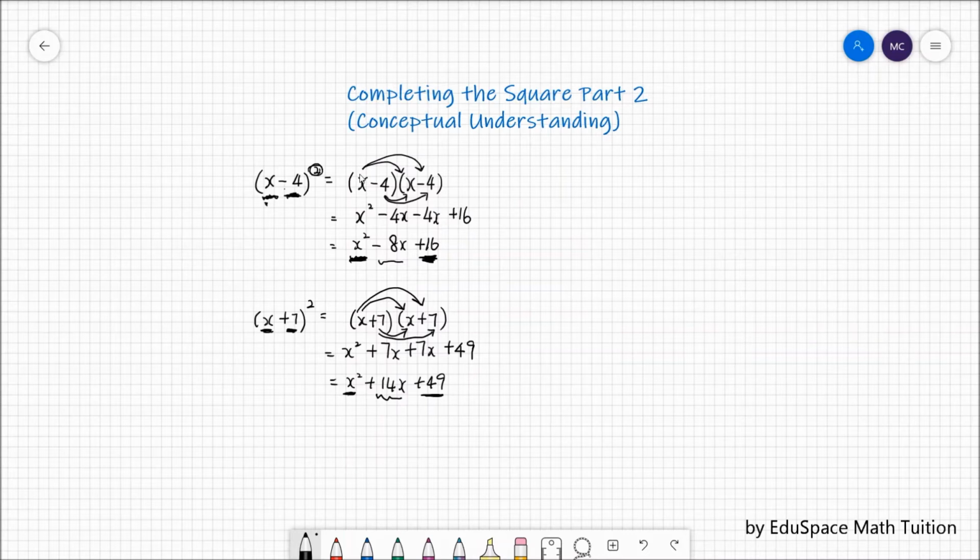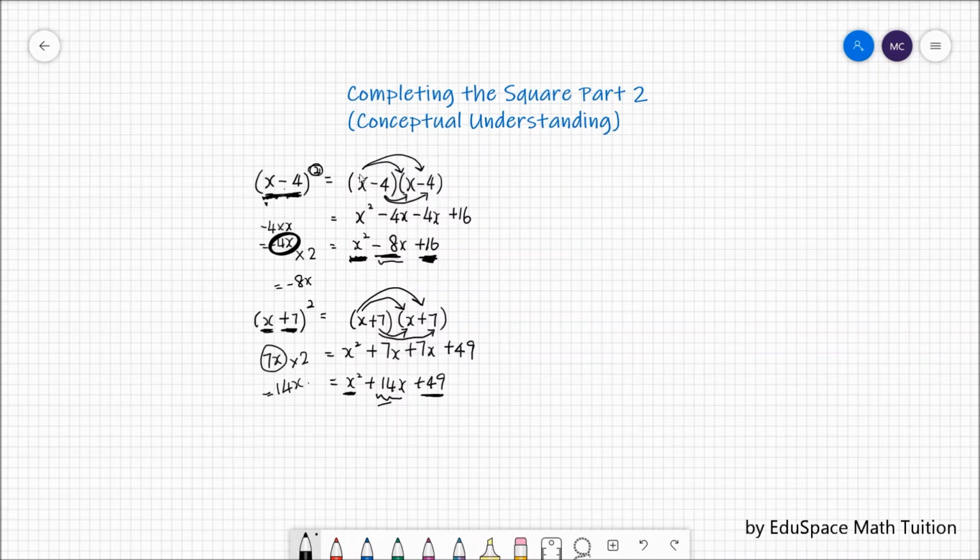We have negative 4 times x, which gives us negative 4x. However, our answer is negative 8x, which means we just have to make sure this whole thing is multiplied by 2. That's how we get negative 8x. Same thing goes here. We have positive 7 multiplied by x, which gives positive 7x. We just have to make sure this whole thing is times 2, then I will get 14x.